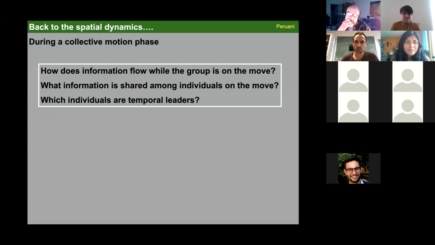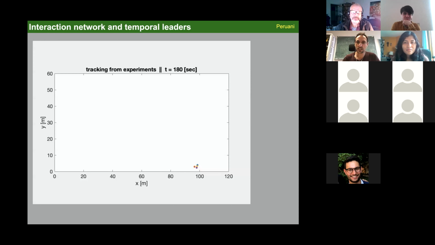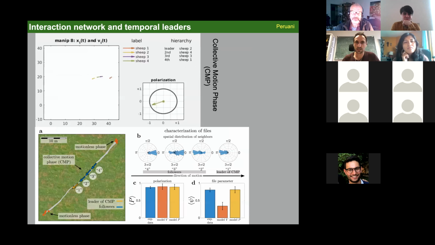Okay, so now I'm going to rush with the questions that most probably I'm not going to talk much about. Now that we understood how the selection of a leader works, and who is first and who is second in those files, we can ask the questions that we formulated before: how does information flow while the group is on the move? What information is shared among the individuals on the move, and which individuals are temporal leaders? This is basically what I showed you before. That was one experiment, so we can skip it.